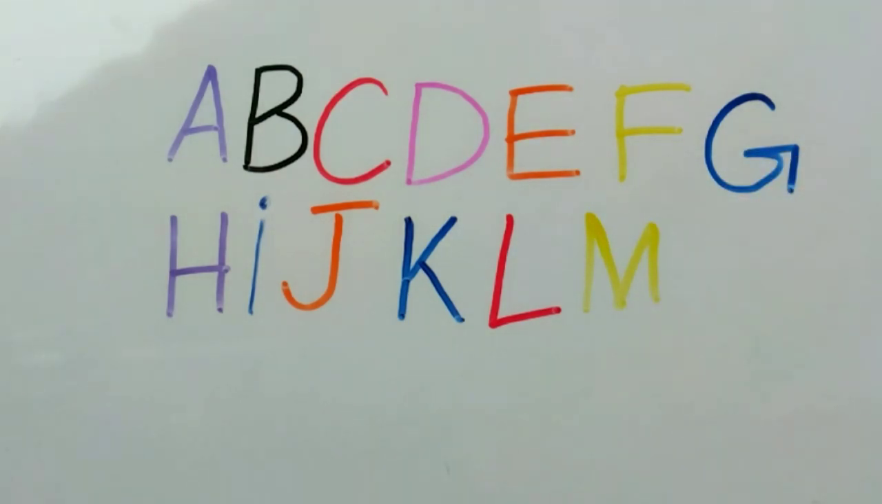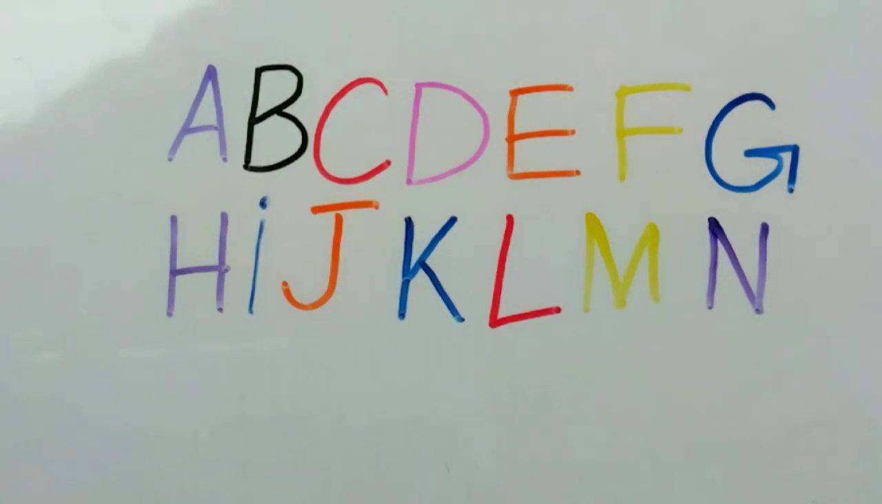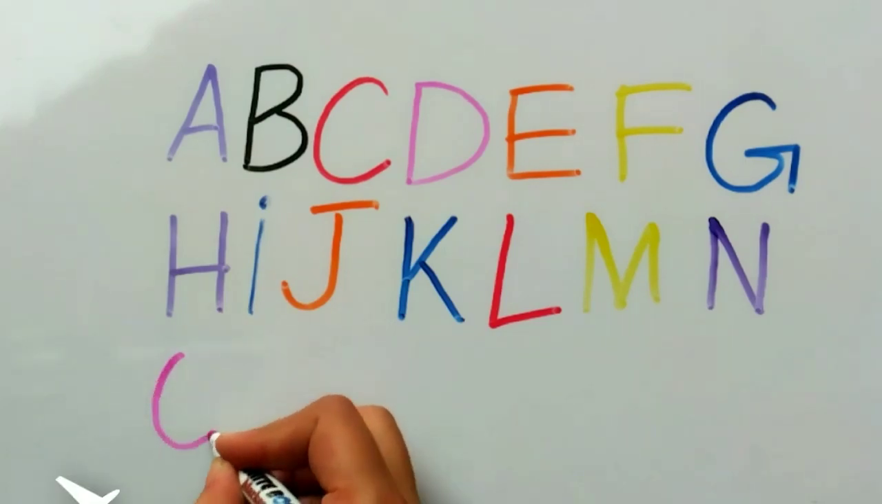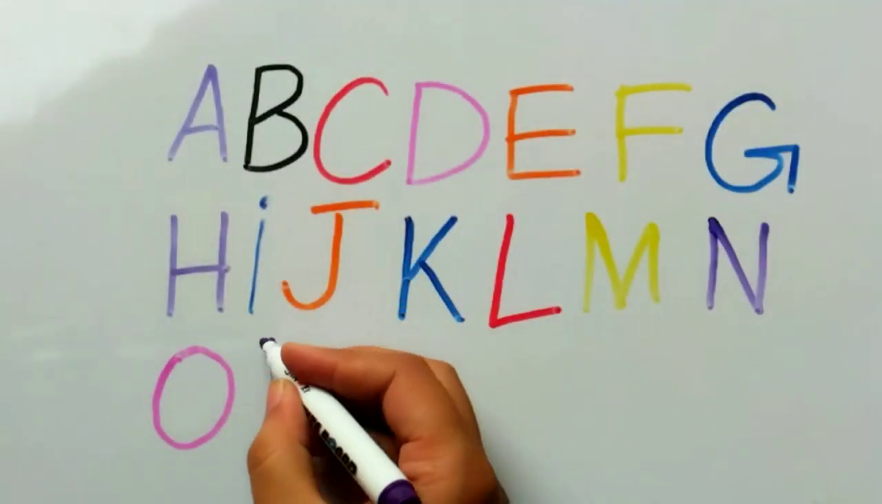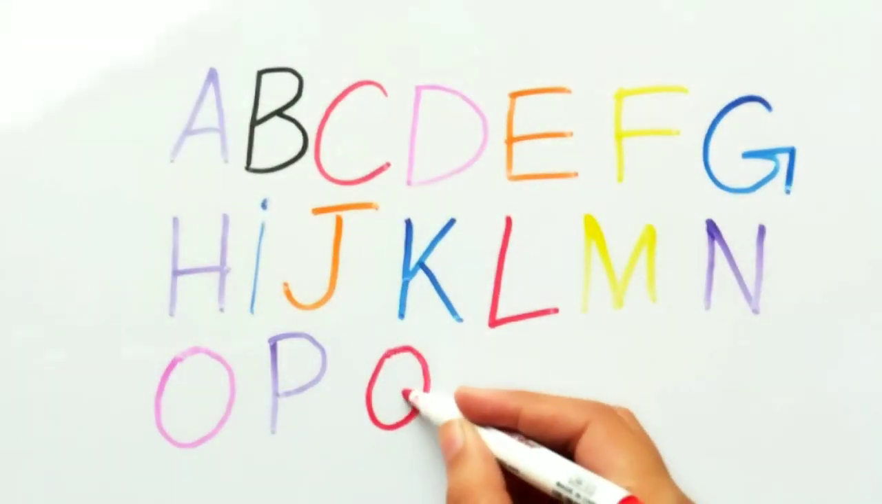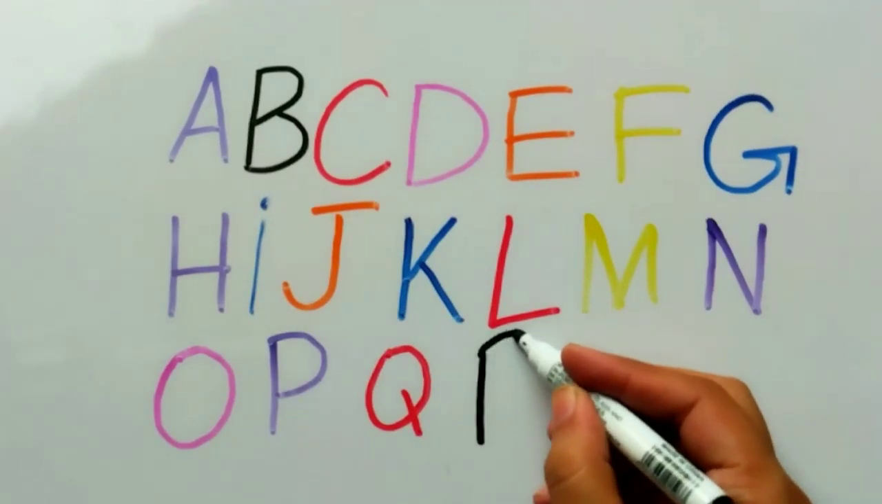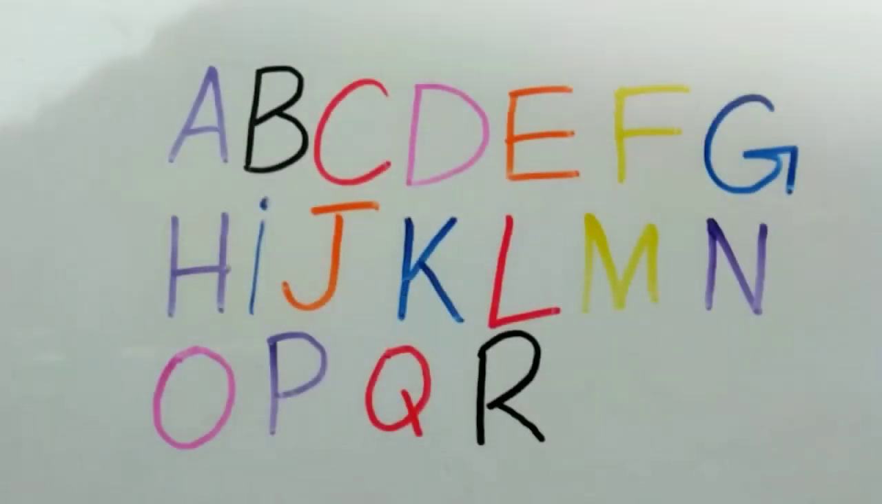M for monkey. N for nest. O for orange. P for parrot. Q for queen. R for rabbit.